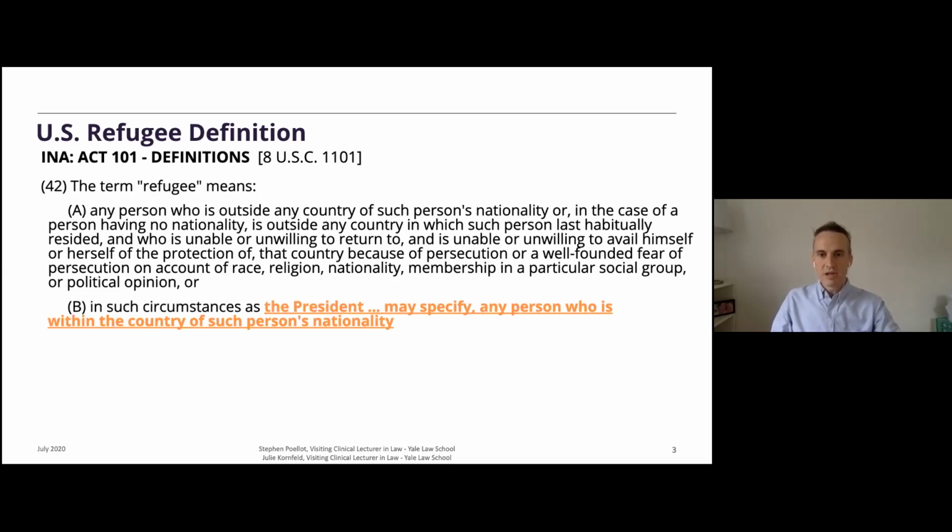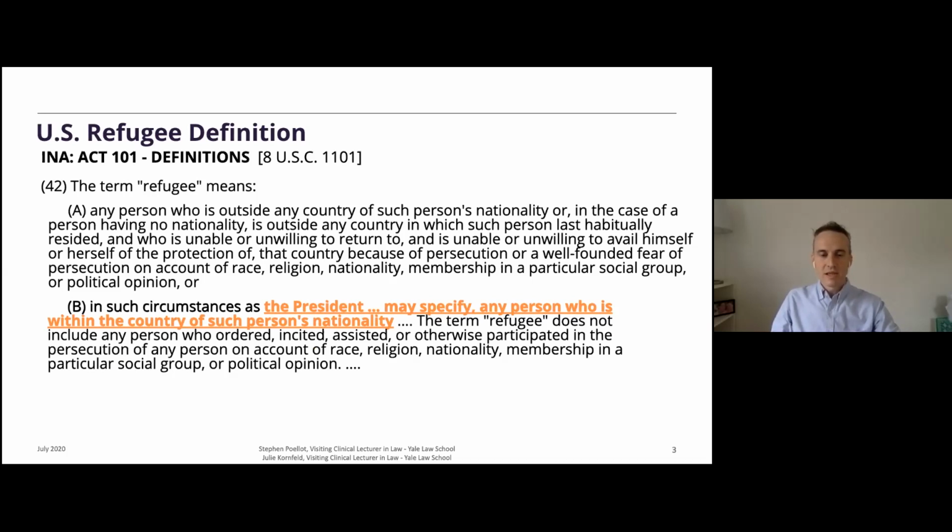Unlike the 1951 Convention and its protocols, US law allows for individuals within their country of nationality or habitual residence to be considered refugees in certain circumstances. Similar but distinct from the 1951 Convention, the INA also excludes individuals from refugee protection, with the INA excluding individuals who participated in the persecution of others, and the Convention excluding individuals who committed a crime against peace, a war crime, or a crime against humanity. There is a lot of complexity in the refugee definition that other resources and treatises can help you explore.